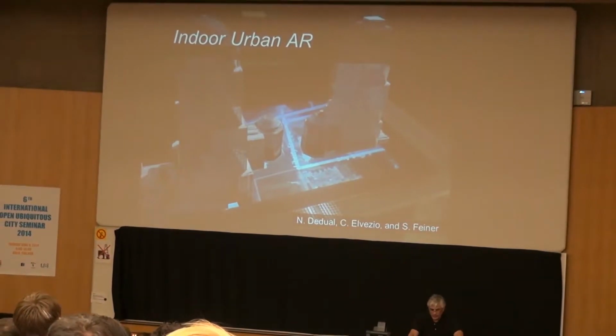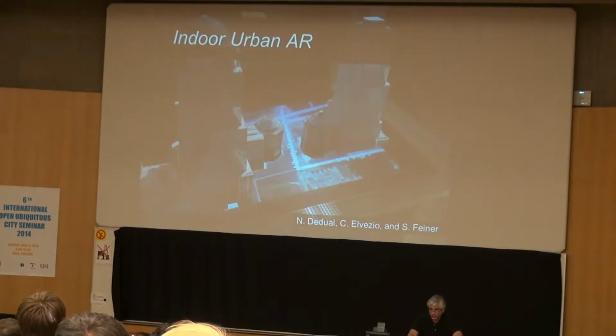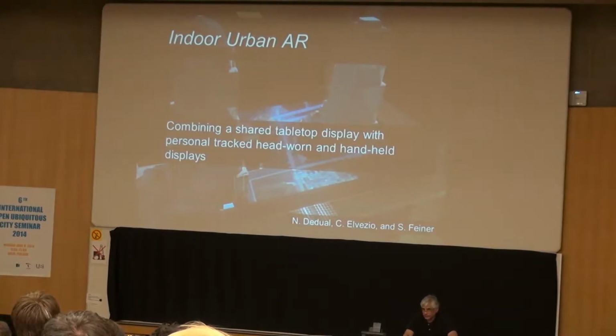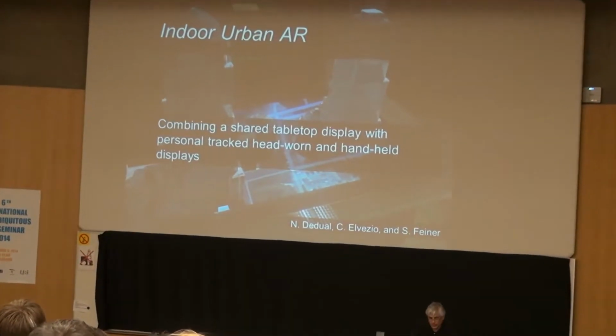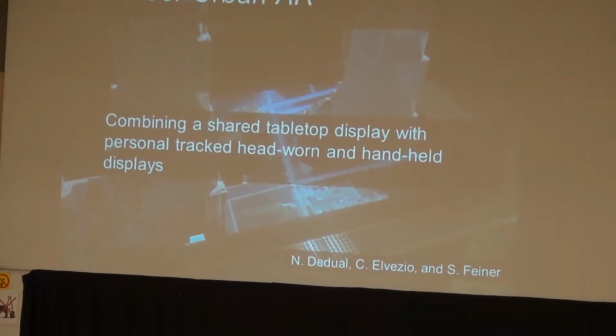So what are some of the things we have right now? One of the things we're interested in my lab, one of the current projects we're working on, is how we can combine together lots and lots of different kinds of technologies, not just, for example, the head-worn displays that I was showing you in the previous images. In this case, what we're doing is we're taking personal tracked head-worn displays, personal tracked handheld displays, and combining them with, in this case, a shared tabletop display.